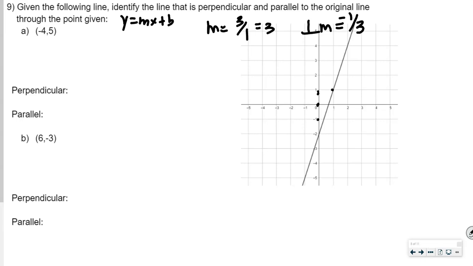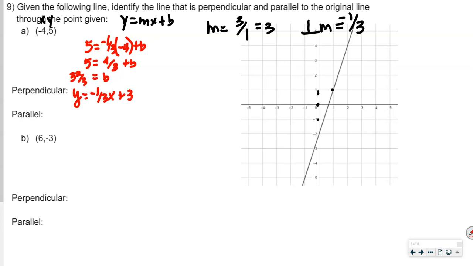Okay, so we're going to use that slope with the equation y equals mx plus b, right? So we're going to plug in x and y here. So we're going to do that first to find our perpendicular line. So we're going to use our perpendicular slope. So we're going to do 5 equals our negative 1/3 times our negative 4 plus our b, okay? So that's 5 is equal to, negative times the negative is positive, so that's 4/3 plus b. So we're going to subtract 4/3 from both sides, so that means b is going to be equal to 3 2/3, okay? So that means my equation here would be y is equal to negative 1/3 x plus 3 2/3.